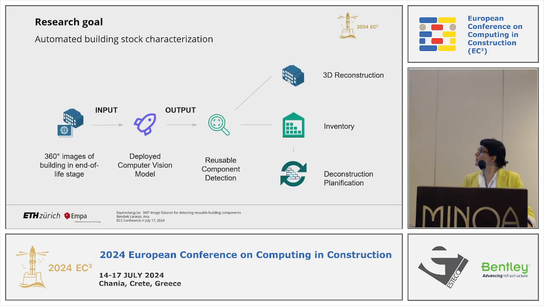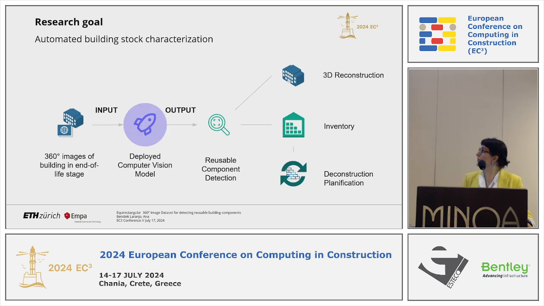In our work, we envisioned an application of 360-degree images for documenting in situ buildings in the end-of-life stage and using machine learning for detecting reusable building components. Why would we use 360-degree images? We noticed that they are increasingly being used for building documentations because they are easy to apply, they provide a comprehensive view, and they reduce overall documentation efforts.